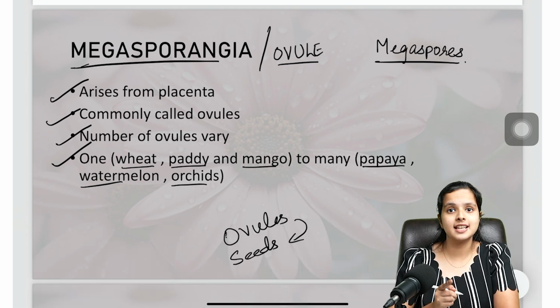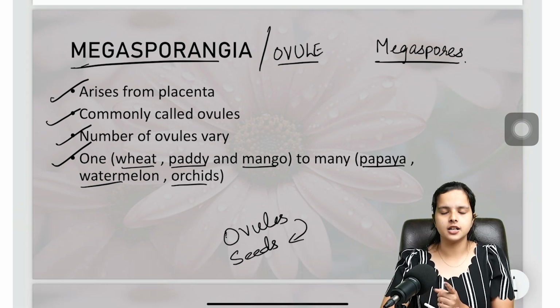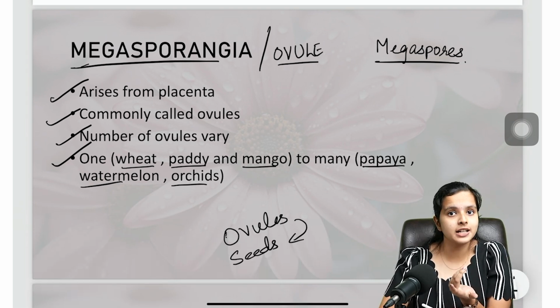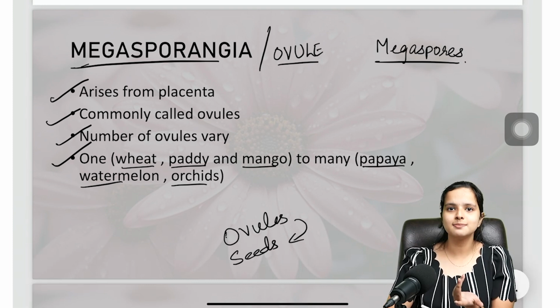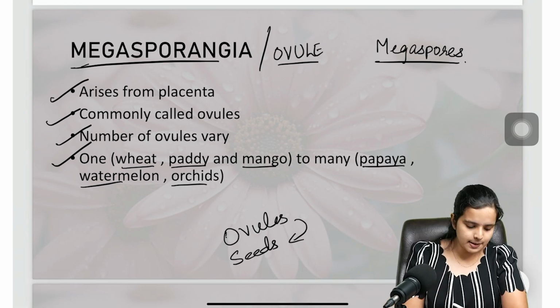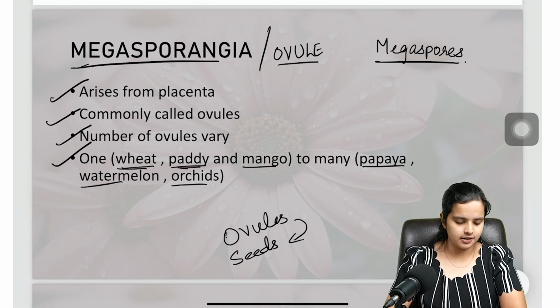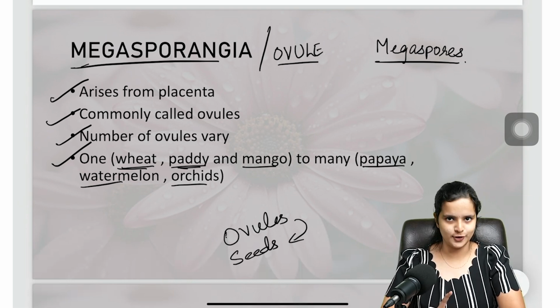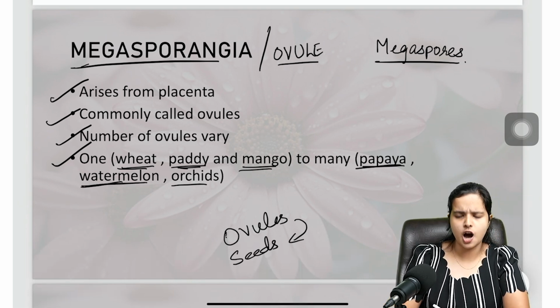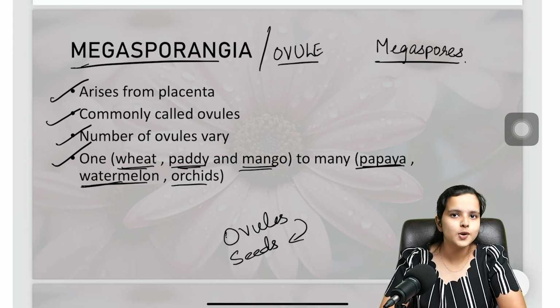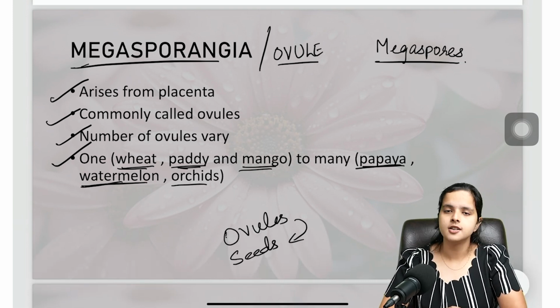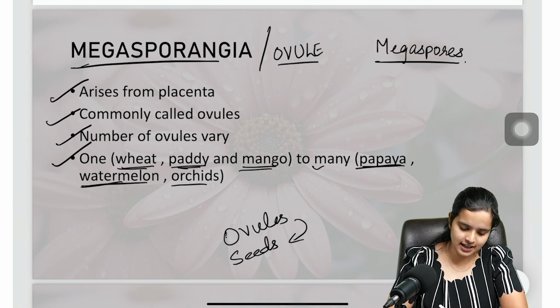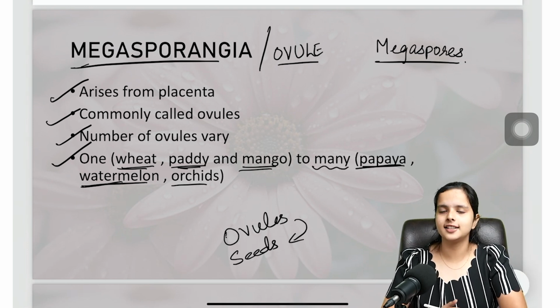How many seeds are there in a mango? Just one seed, right? So how many ovules would have been there before fertilization? One ovule. It's as simple as that. So same in the case of wheat and paddy, you'll have one ovule. In the case of mango as well, you'll have one ovule. But in the case of watermelon and papaya, how many seeds can you see? Can you count them? No, there are numerous seeds, right? So obviously there would have been numerous ovules before fertilization. So they are examples of plants that contain many ovules.